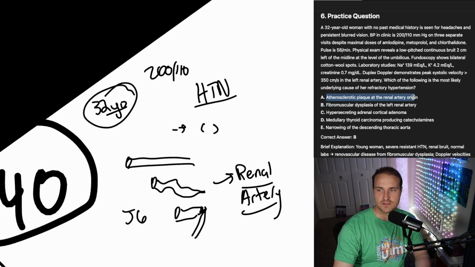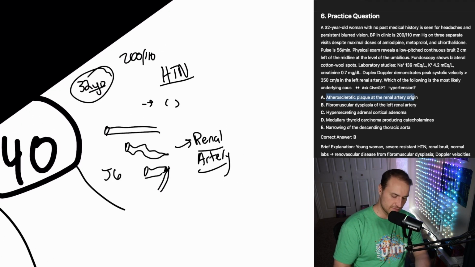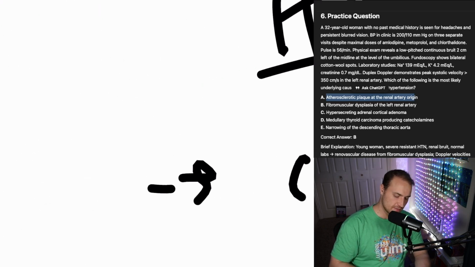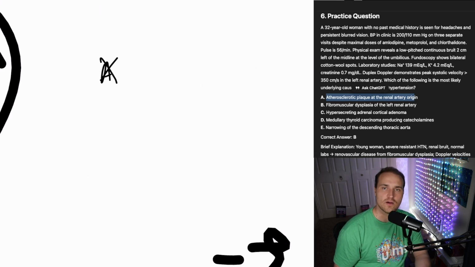Okay, why is it not atherosclerosis? So with atherosclerosis, there are different risk factors and profiles here that are important to talk about. So A is not correct because that's going to be men older than 55 with hyperlipidemia. Also plaques in your ostium, not beaded mid-segment stuff. B is the correct answer.